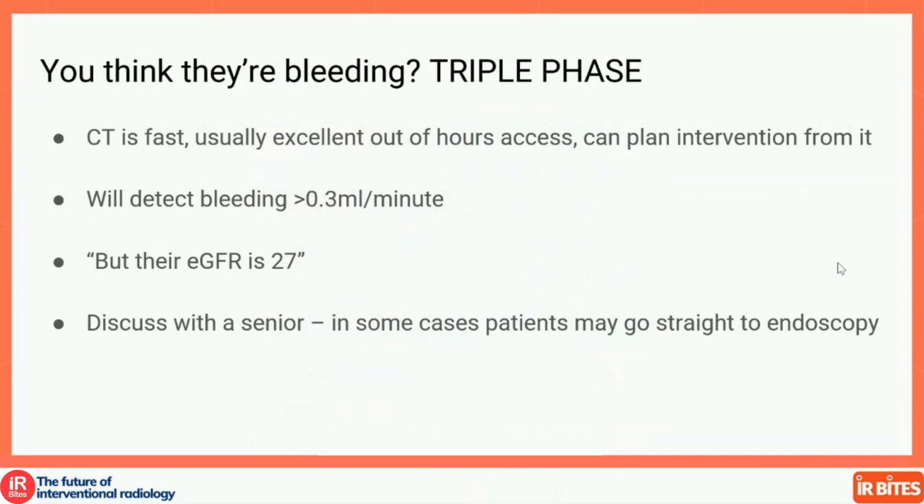So CT will detect bleeding of a rate greater than 0.3 mils per minute, so pretty low. If you think they're bleeding, they need a triple phase scan. Okay, more about why in a minute, but it needs to be triple phase. That means it needs contrast.